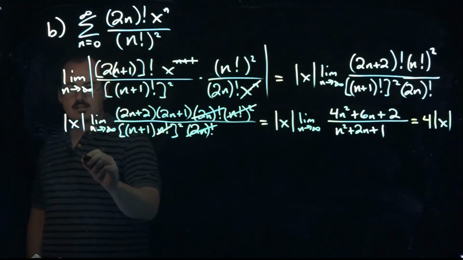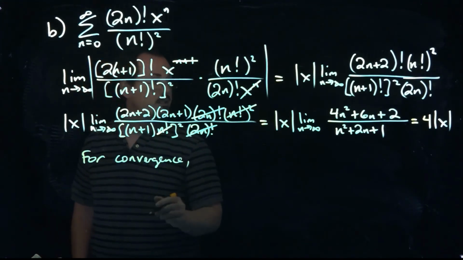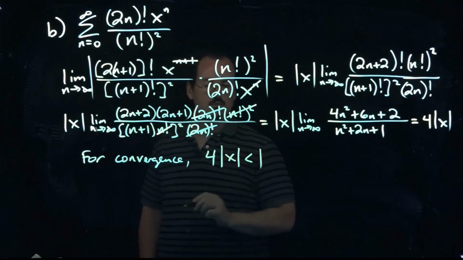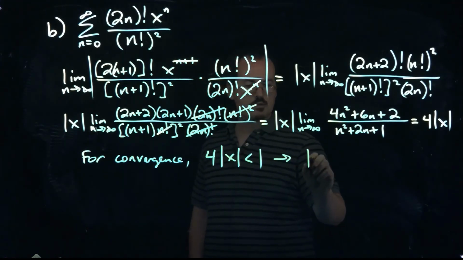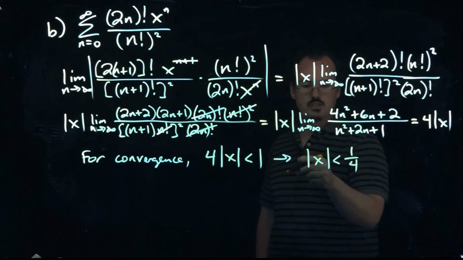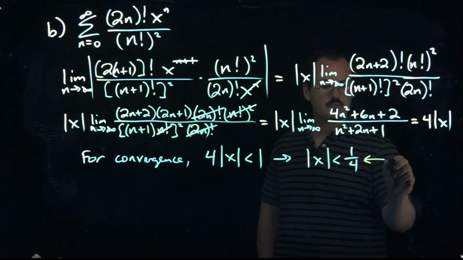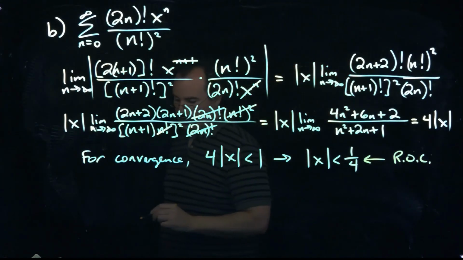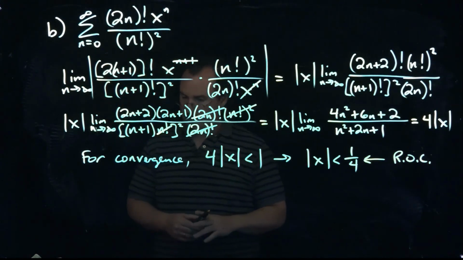And then for convergence, what has to happen: we need that quantity, the limit that we just got, 4 times absolute value of x, to be less than 1. So to solve for absolute value of x here, I would divide both sides by 4, so I get absolute value of x must be less than 1/4. And this number here, once you reach this point where you've just got absolute value of x minus something or plus something, then this quantity right here is the radius of convergence. And so in this case, the radius of convergence is 1/4. And again, this doesn't ask for the interval, just the radius, so we're done.